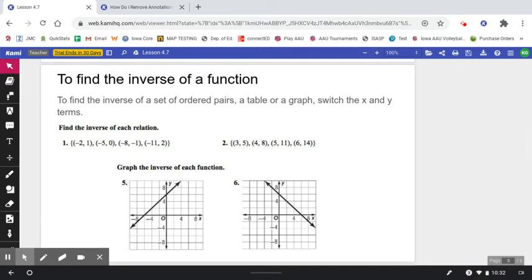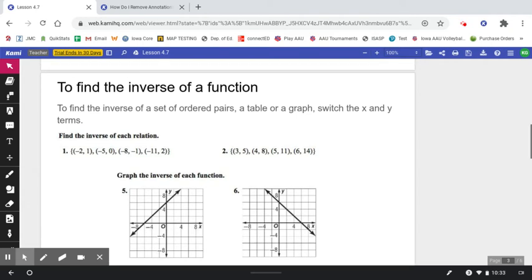So if originally it starts as (-2, 1), (-5, 0), (-8, -1), (-11, 2), all we do is switch it to become (1, -2), (0, -5), (-1, -8), and (2, -11).